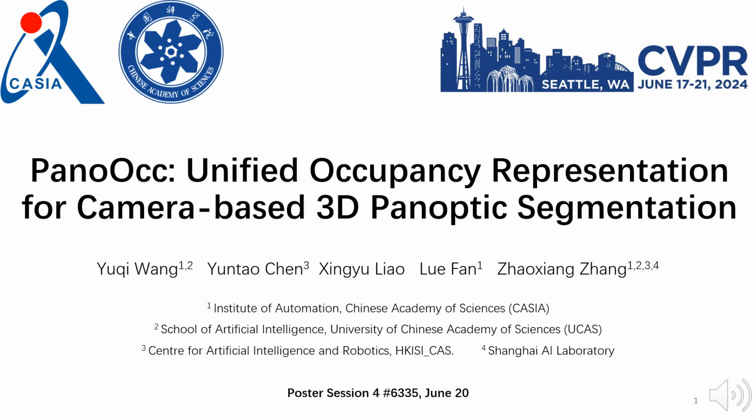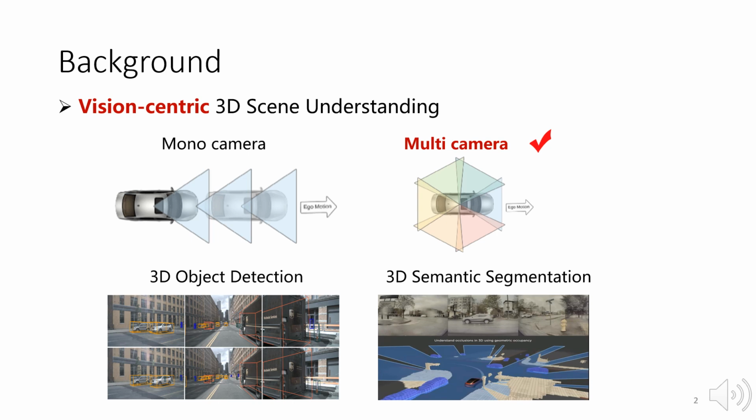This is the presentation of our paper, PanoOcc, Unified Occupancy Representation for Camera-Based 3D Panoptic Segmentation. Comprehensive 3D scene perception is crucial for the fields of autonomous driving and robotics. In recent years, vision-centric 3D scene perception based on cameras has garnered significant attention.